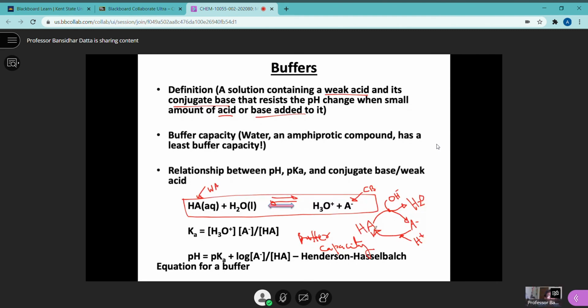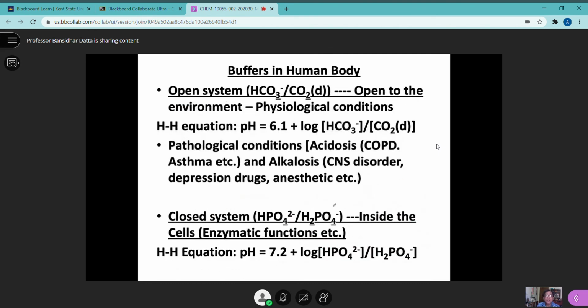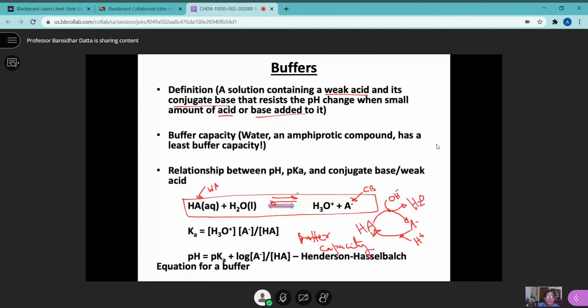All right. So now let's see how it maintains. How can you determine the relationship between pH, pKa, and the conjugate base or weak acid? That's the relationship we're going to develop. And how does it develop? Basically, HA, the weak acid, plus water gives H3O positive plus A minus. So one can write the equilibrium constant K.